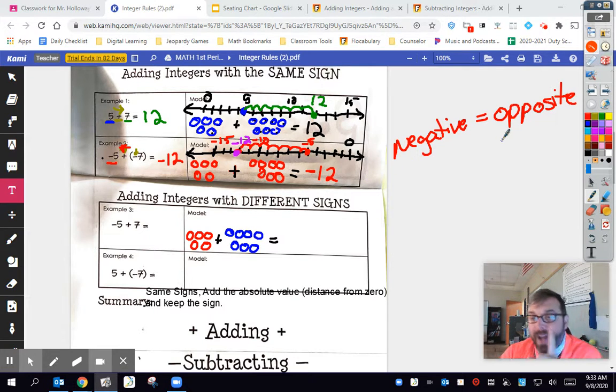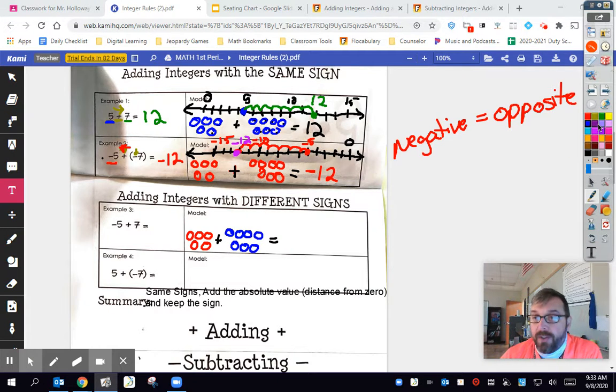Now, when I put a -1 and a +1 together, what do I get? They cancel each other out, and I'm left with nothing. Adding a +1 and a -1 is the same thing as saying 1 minus 1. 1 minus 1 is 0.